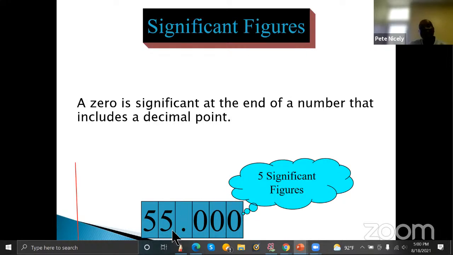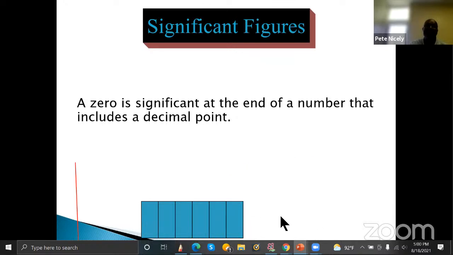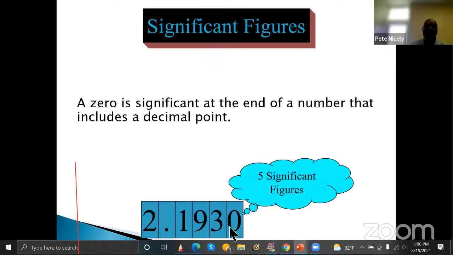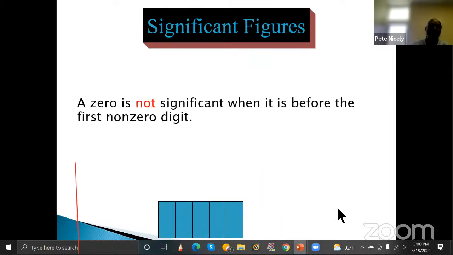So that's what happens when you have zeros at the end of a number and there's a decimal point. Those zeros will be significant, all right? Here is another example. Now in this case here, you have only 1 0. You have a decimal point here. You have 1 0 at the end of this number here. So therefore, again, this 0 will be significant, which means that the total number of significant digits shown here is 5. All right. Okay, so just to recap that one, if you have zeros at the end of a number and there's a decimal point anywhere in that number, then those zeros are significant.